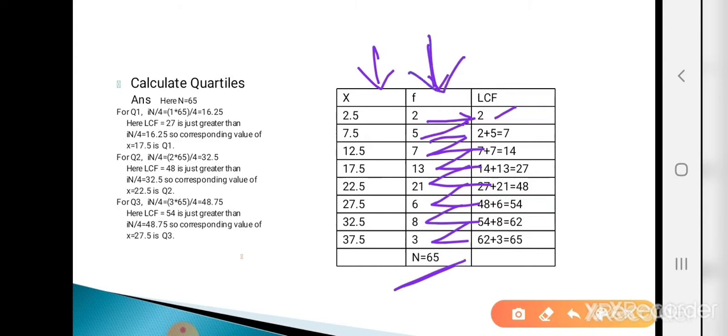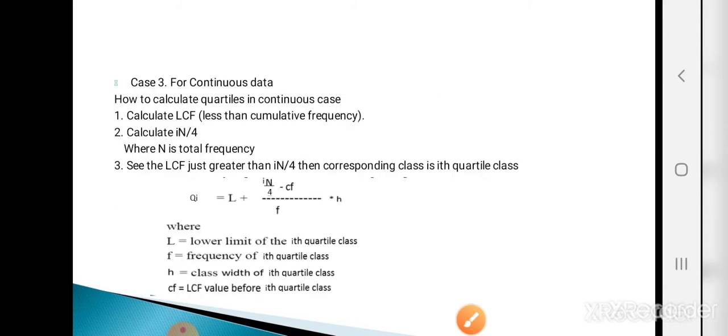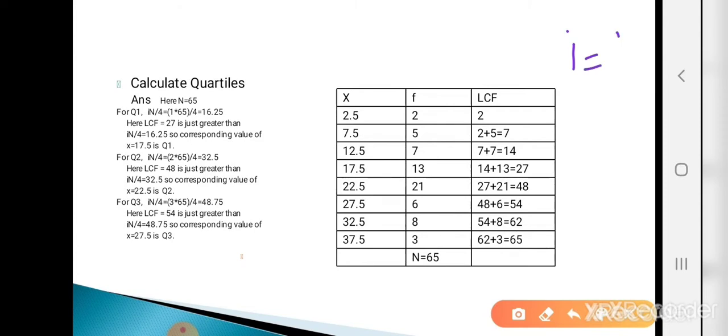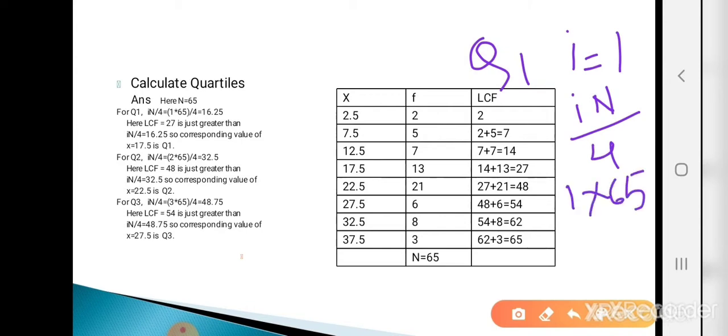Now how to calculate Q1? So for finding the value of Q1, put i is equal to 1. So the first step for finding the quartiles is to calculate LCF. Now the second step is to calculate iN divided by 4. Put i is equal to 1 and capital N is 65, divided by 4. So 1 into 65 divided by 4. So the value is 16.25.